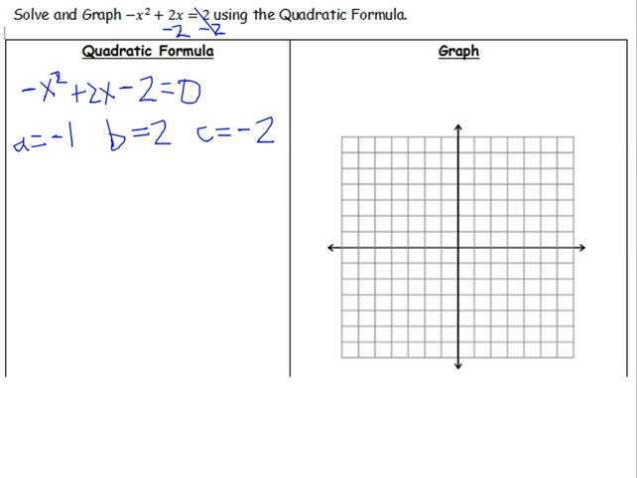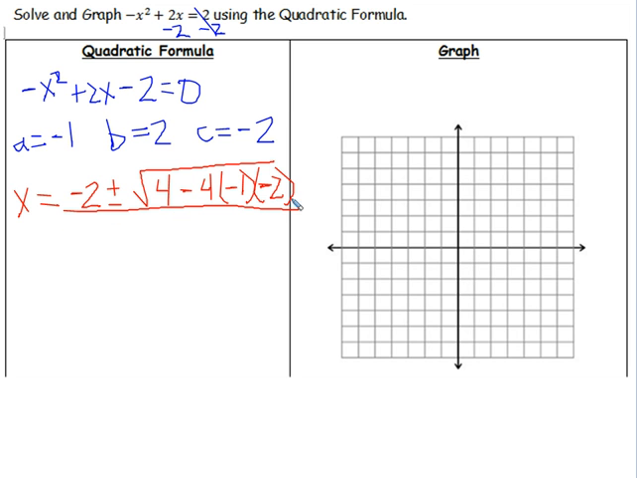All right, quadratic equation, we need x equals our x-intercepts. We have the opposite of B, which would be -2, plus or minus the square root of b squared. Okay, 2 times 2 would give us 4. Minus 4 times a, that's negative 1, times c is negative 2. And absolutely everything is over 2 times a, so 2 times negative 1 would give us negative 2.